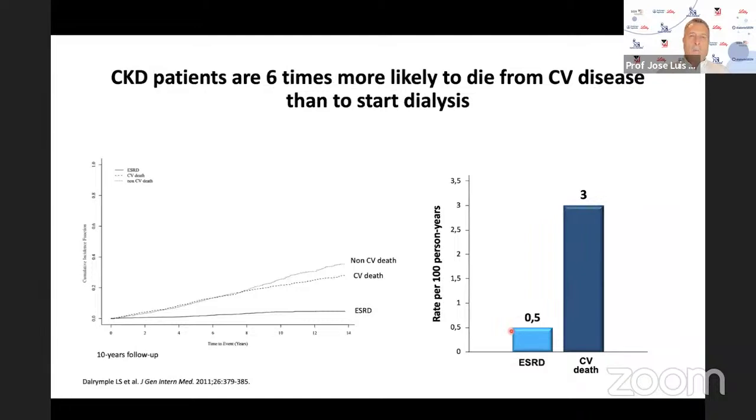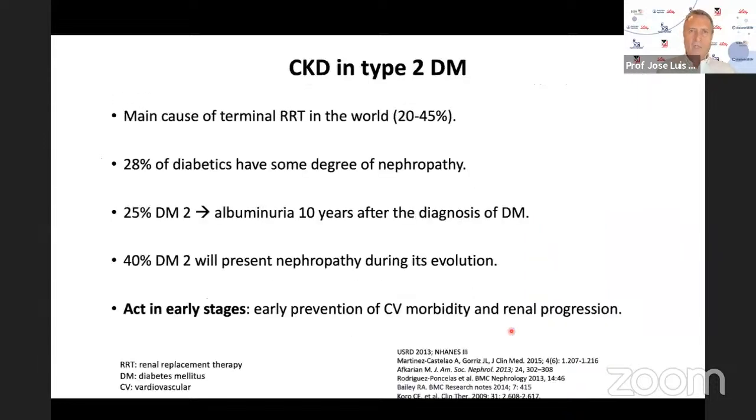So it is more important to treat the cardiovascular condition of these patients than the progression. Of course, we have to try to slow the progression of diabetic kidney disease, but we have to choose drugs that improve not only the renal progression, but also cardiovascular mortality.